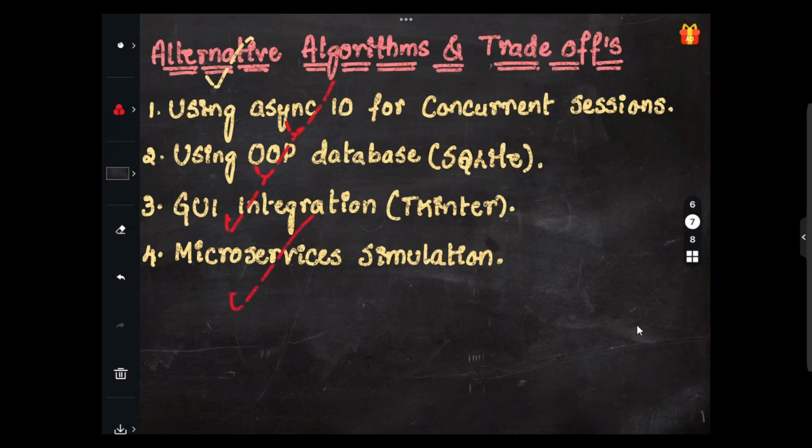These are some of the alternative algorithms and the trade-offs, nothing but the summary, right? So this is fine. We have successfully designed an ATM machine. Tomorrow, what we'll do, we'll be going with chess or board game. So let's design the chess or board game.